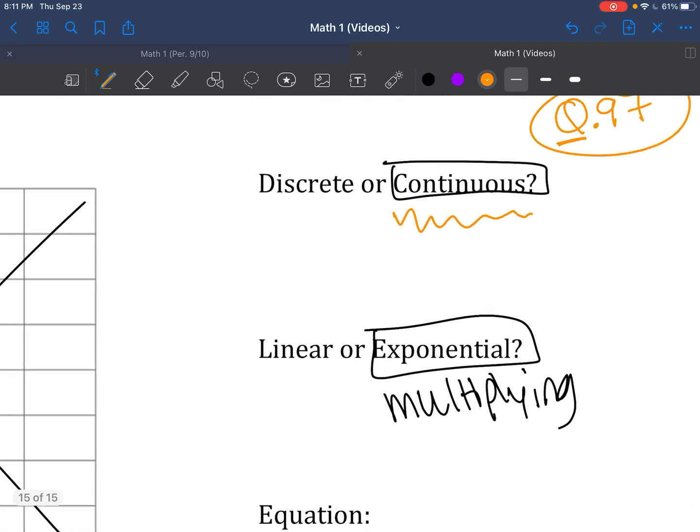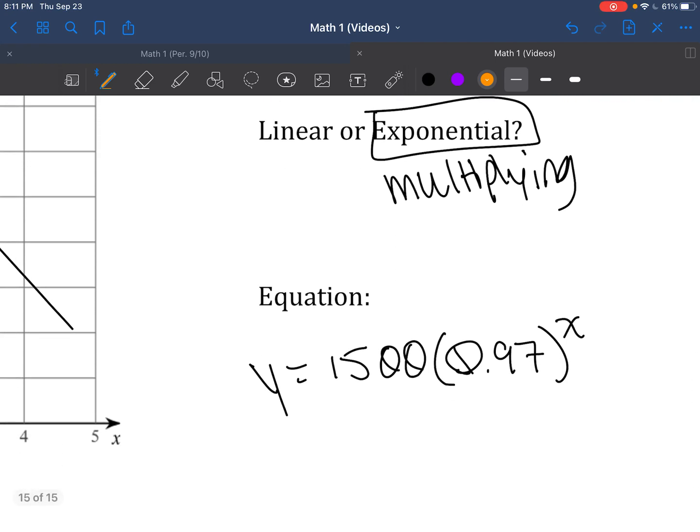Next up, is it linear or exponential? Well, this is exponential because, again, we are multiplying down our table. Anytime you see a percent, we multiply. Then our equation is y equals, we started with 1,500. We multiplied by 0.97 down our table, and we have just an x in the exponent because we started at time 0. And again, it's an exponent because it's geometric, which means we multiplied by 0.97 a lot. So to condense it, we use an exponent.